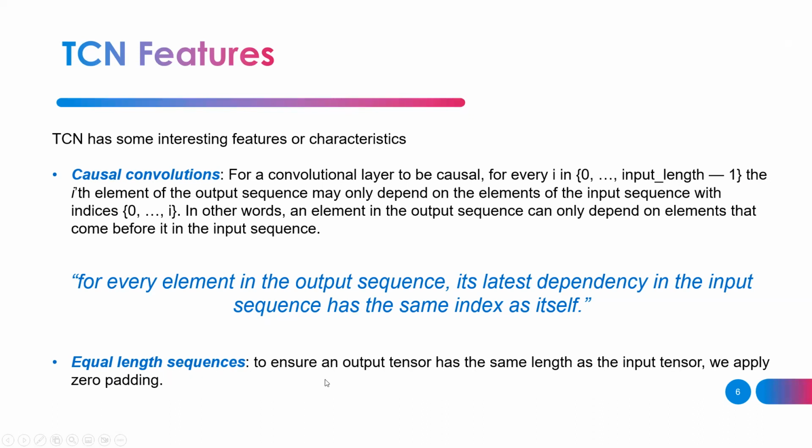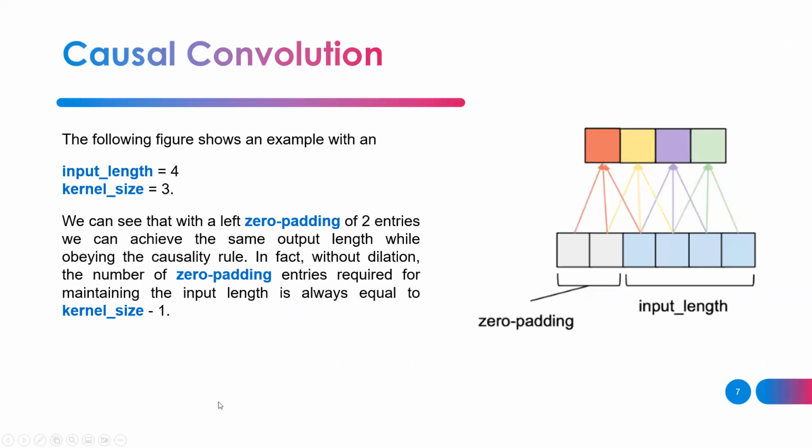The other thing that you need to know is equal length sequences. To ensure an output tensor has the same length as the input tensor, we apply 0 padding. Let me explain with an example. Here I have an input tensor and an output tensor. The length of the input tensor is 4, so you can see 4 sky blue cells, 1, 2, 3, 4. In a similar way, I should have 4 elements in the output tensor. To calculate the element at the first position, I am only allowed to look at the first position from the input tensor and the previous ones. In this case, I don't have previous values, so what we usually do is fill it with zeros, and that's called 0 padding.